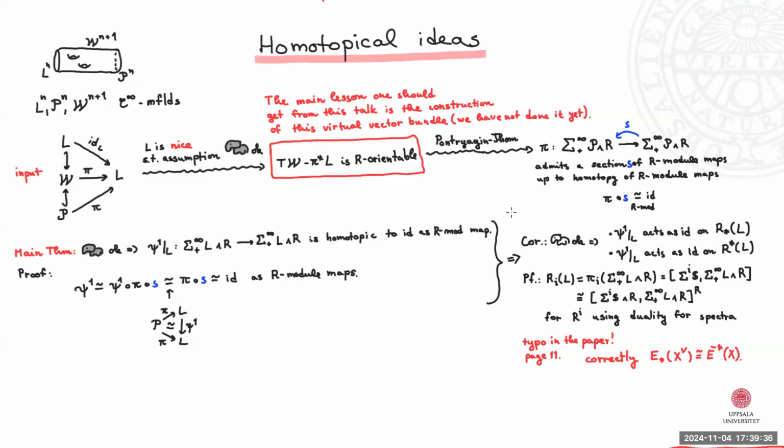Yeah. So that is a map that is induced by this Pontryagin-Thom construction. This Pontryagin-Thom construction eats this original pi and spits out some... Okay, no, wait. Let me.